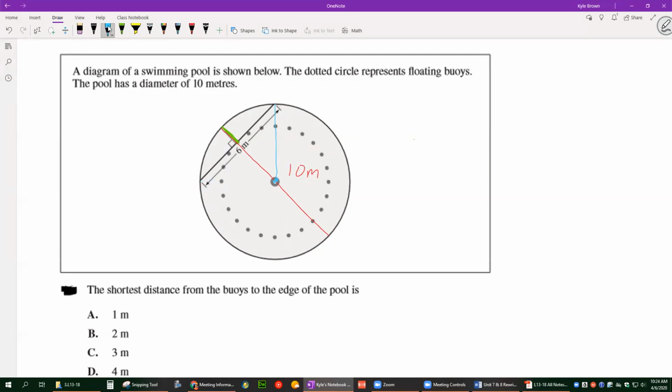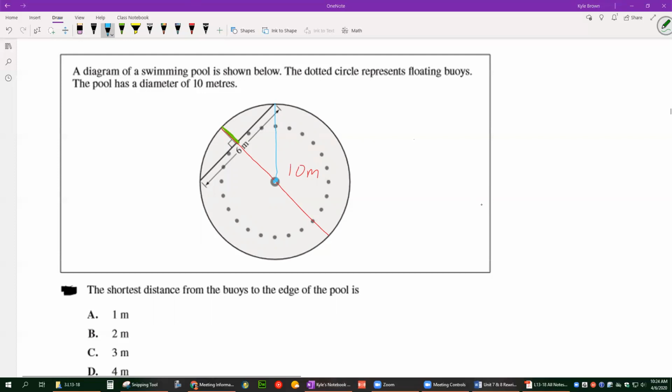And now that I've drawn that line, can anybody see from looking at that what the length of that blue line would be? Oh, I see people in the chat. I guess I have to open the chat. 5, yeah, good. Okay, so you guys can see that that's 5.